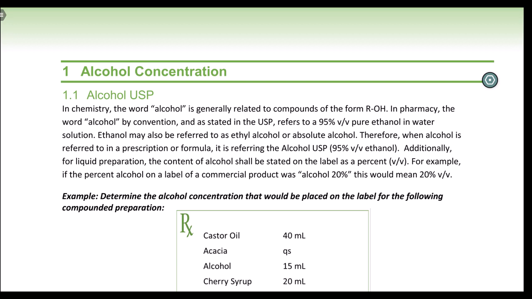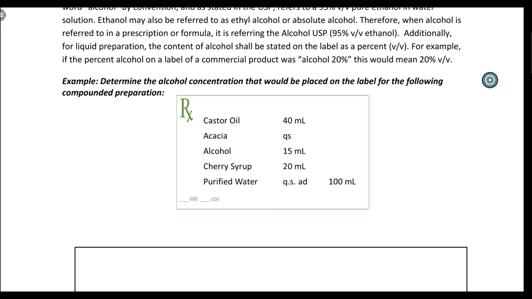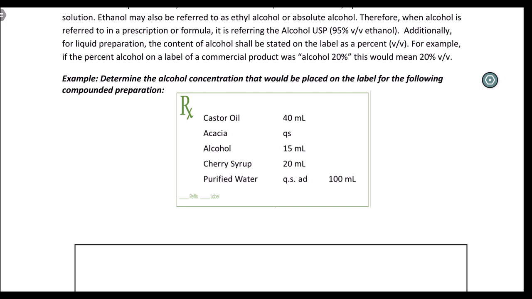So let's do an example to help clarify what I mean. If you look at this compounded preparation in front of you, you mix castor oil with something called acacia, and you have alcohol, cherry syrup, and purified water. Castor oil is an oil, and you're going to mix it with water. It won't mix well, so you use acacia, which helps mix the oil and water. The cherry syrup is the flavoring, and the alcohol is there as a preservative.